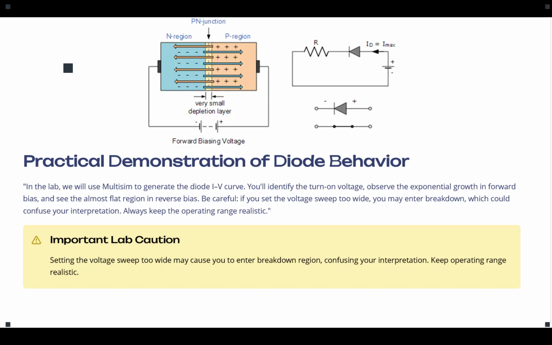Okay? Now, if we apply the forward bias voltage, what's happening in the diode is that, because of the electric field, we are forcing that depletion region to be smaller and smaller.